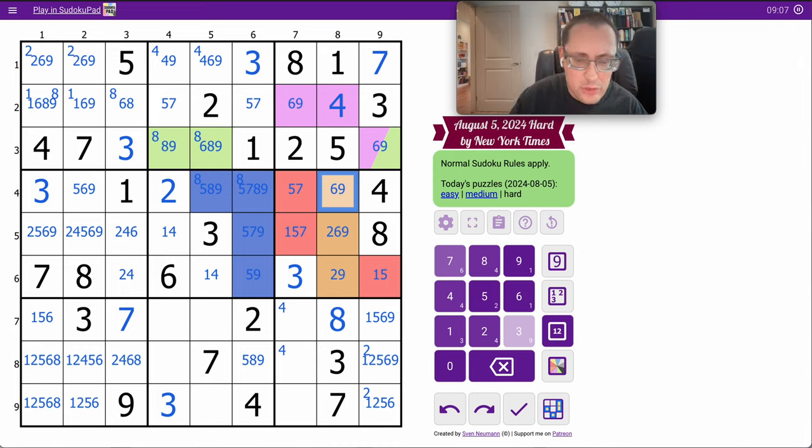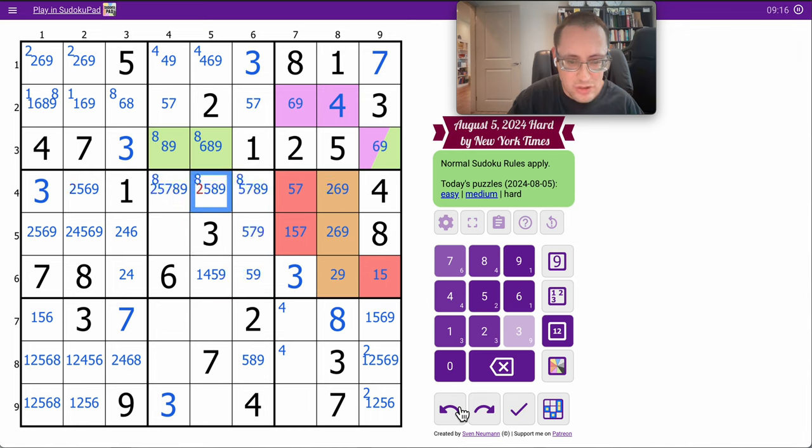Okay, I think there's a problem with this logic. And the reason is I've got 5, 7, 8, 9. I've got 4 digits in 5 cells. That doesn't work. So, therefore, this assumption is not correct.